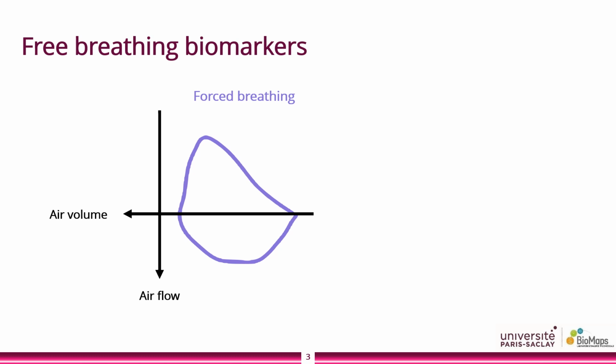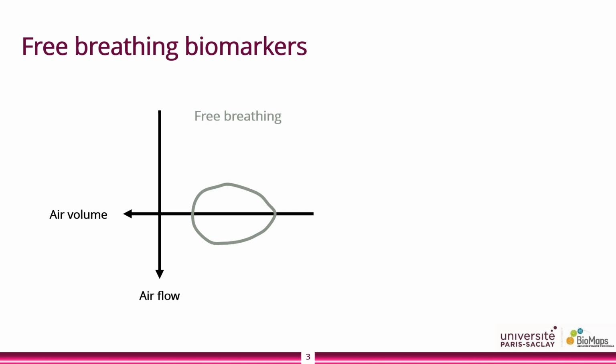To do this, we had to make choices regarding the parameters evaluated. On a typical free breathing flow volume loop, like the one you can see here, it is possible to extract a lot of statistics. We chose to focus on two biomarkers, which are present in the literature of free breathing spirometry. So it's tidal volume and the peak expiratory flow.